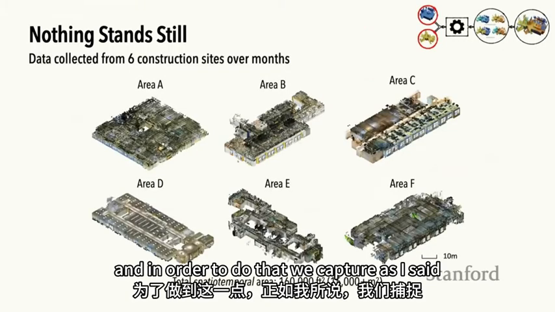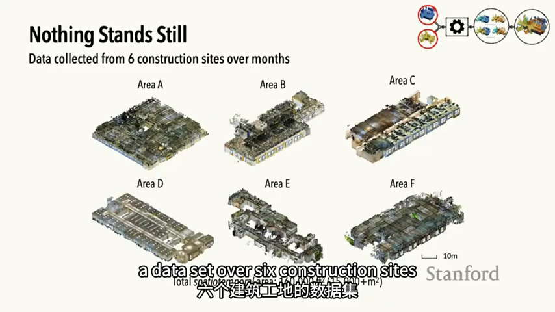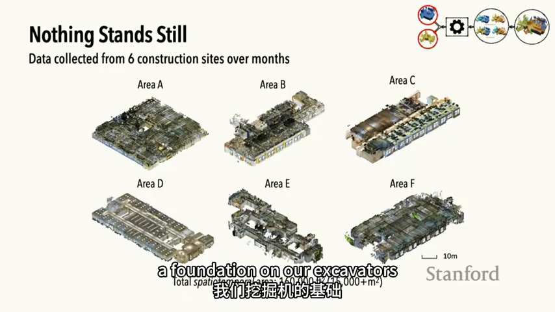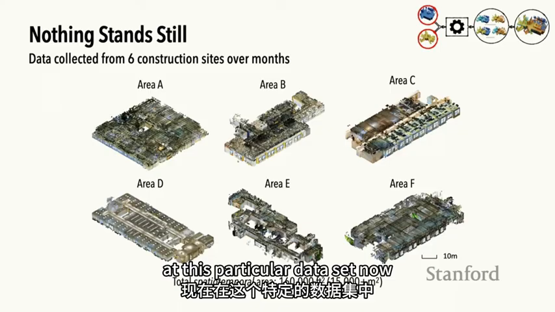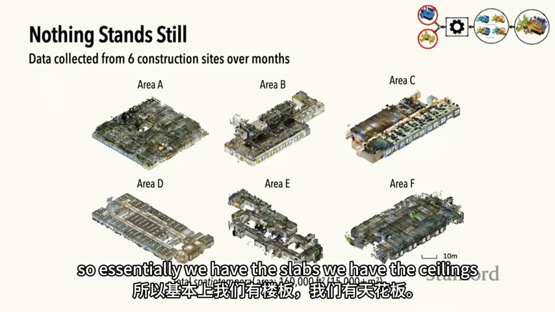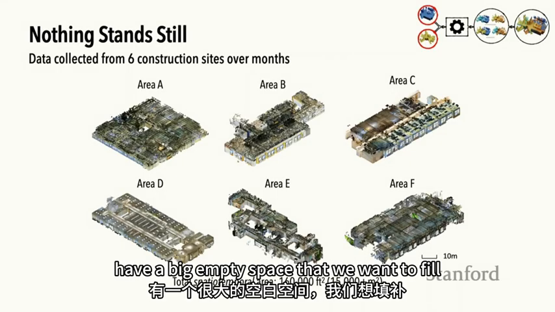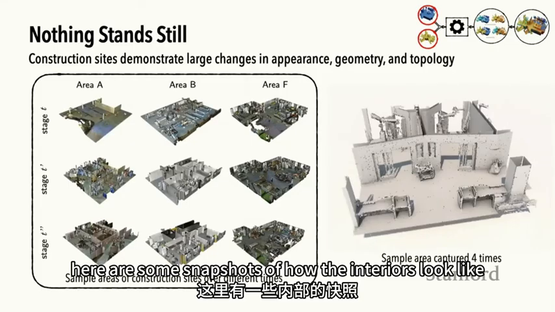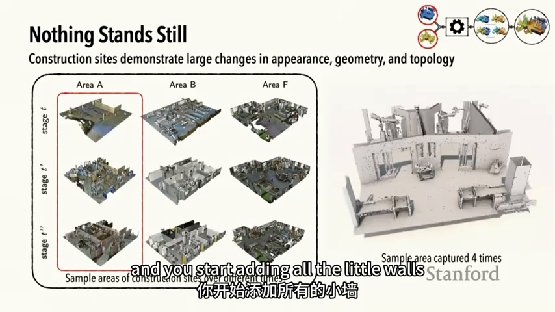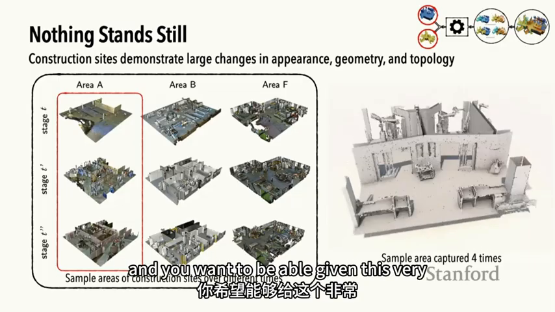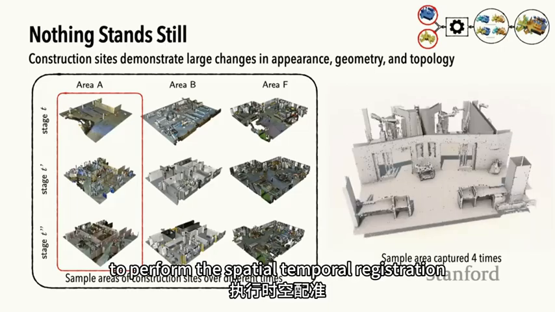And in order to do that, we captured, as I said, a data set over 6 construction sites over several months. And particularly, we focused on interior layout construction. So you're not going to find a foundation or excavators in this particular data set right now, maybe in the future. Essentially, we have the slabs, the ceilings, the walls outside, and just inside a big empty space that we want to fill. Here are some snapshots of how the interiors look. So you start with a big empty space and you start adding all the little walls, insulations, pipes, air ducts, materials are all hovering around, and you want to be able, given these very drastically changed environments, to perform the spatiotemporal registration.